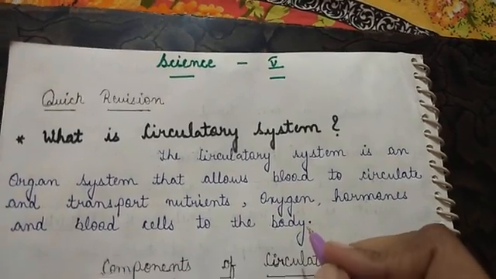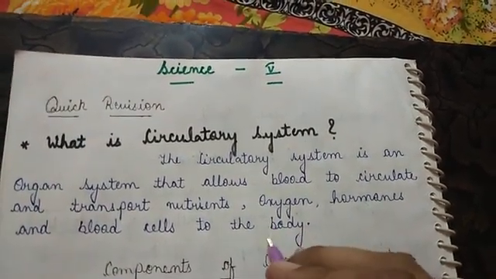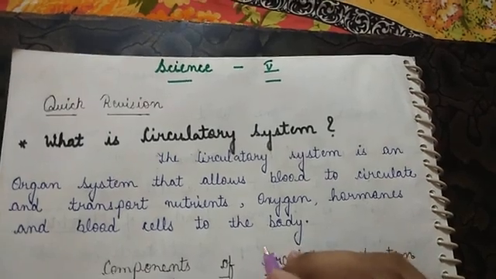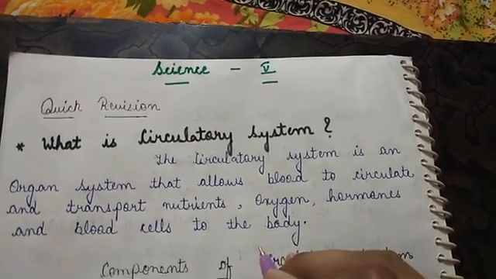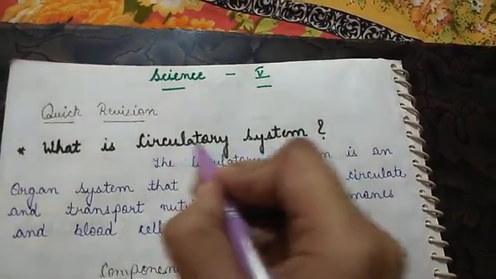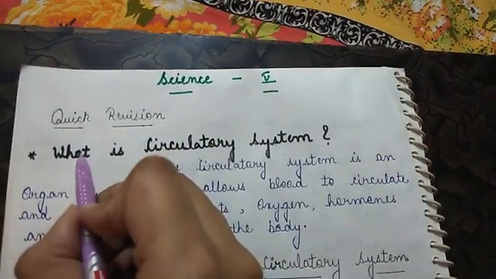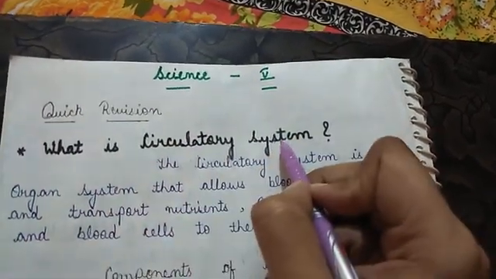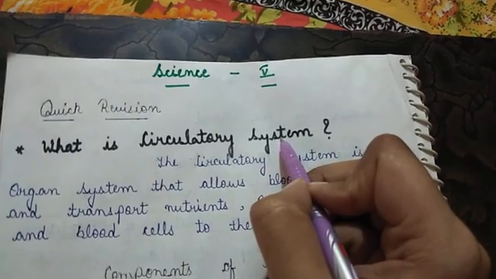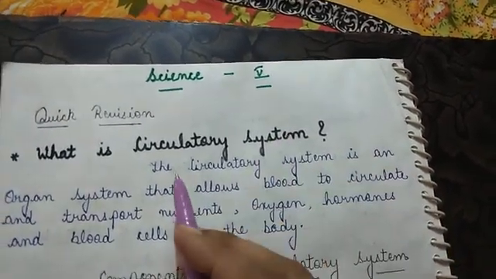Now before moving to the further topic, let's quickly revise what we have learned in our previous two classes. In the first class, we started the topic with circulatory system. So the first thing that we learned was what is circulatory system. If you remember the definition, well and good. If not, then quickly revise along with me.